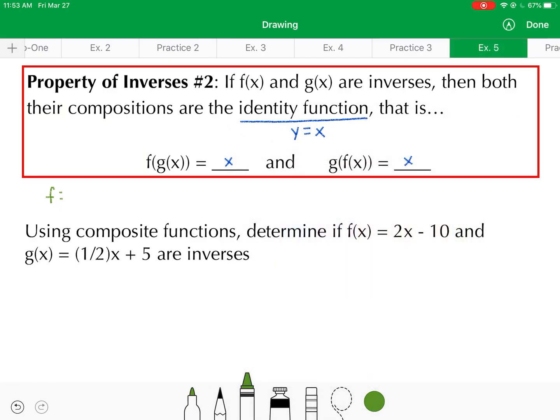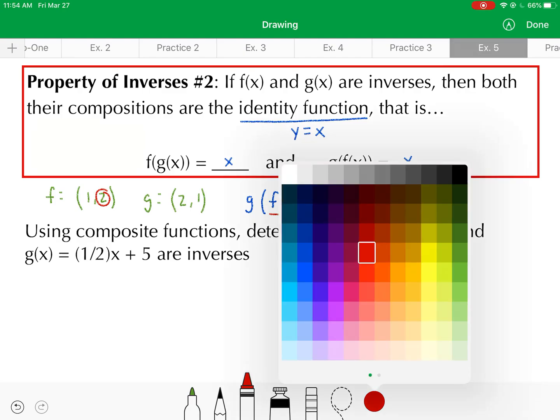So let me give you a nice concrete example. Let's say we're working with the function f and it has the point (1, 2) in it. Then function g, if it's an inverse, would have to have the point (2, 1), right? So let's do g of f of 1. This is a composition, g composed of f of 1. I'll start with the inner function. f of 1 means go to the function f, locate a point whose x coordinate is 1. What's its y coordinate? That would be 2.